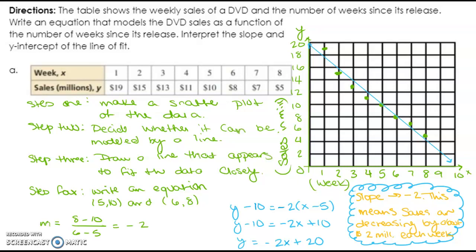Our y-intercept here is at 20. And here, our y-intercept really doesn't mean anything for us. It doesn't tell us anything about the data, and we're going to get more information from the slope. So our y-intercept doesn't really help us here. It's just some arbitrary number because of the way we drew our line of fit.